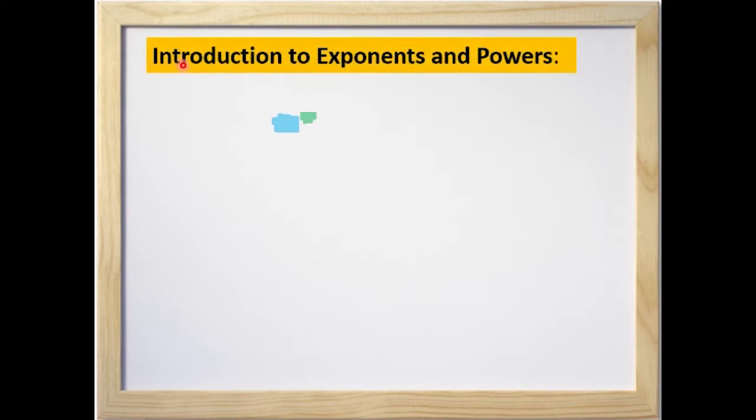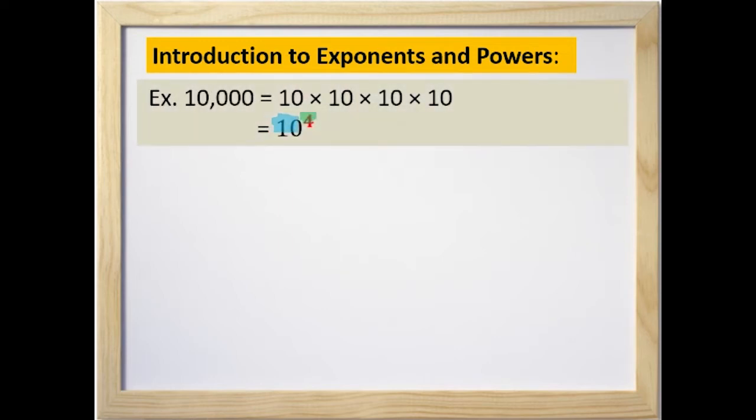Children, today we are going to learn the introduction to exponents and powers. For that, let us take a number 10,000. This can be written as 10 into 10 into 10 into 10. That means 10 is multiplied to itself 4 times. This I can write in a much shorter form, that is 10 raised to the power of 4.